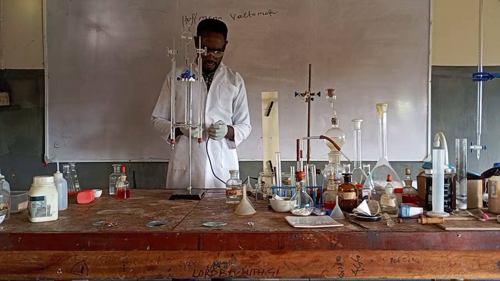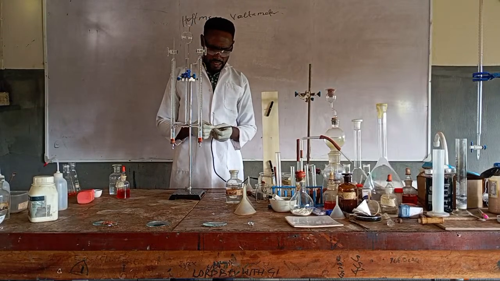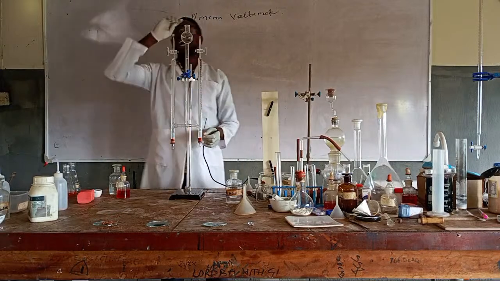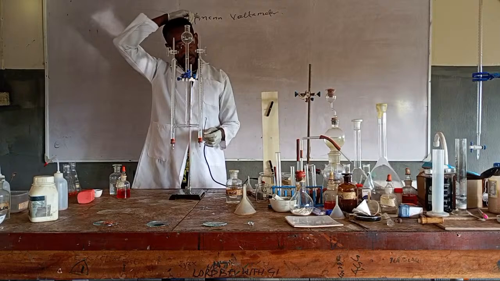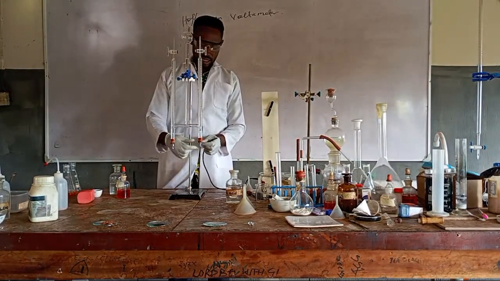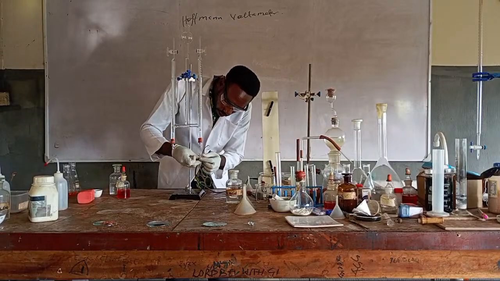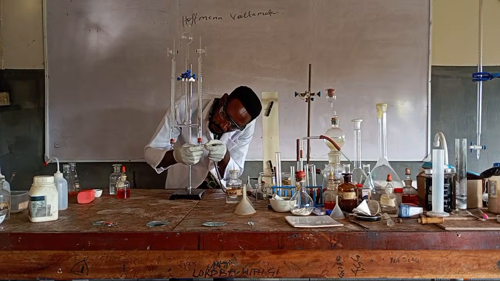This black is the anode, while the white is the cathode. So hydrogen is liberated at the cathode. So if I fix this one here, we are expecting hydrogen. I'm just fixing the wire. I'm not plugging it to the source of electricity yet.